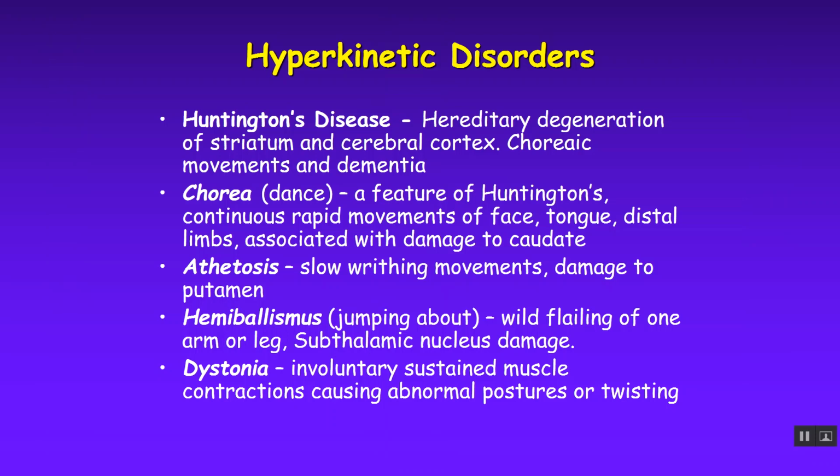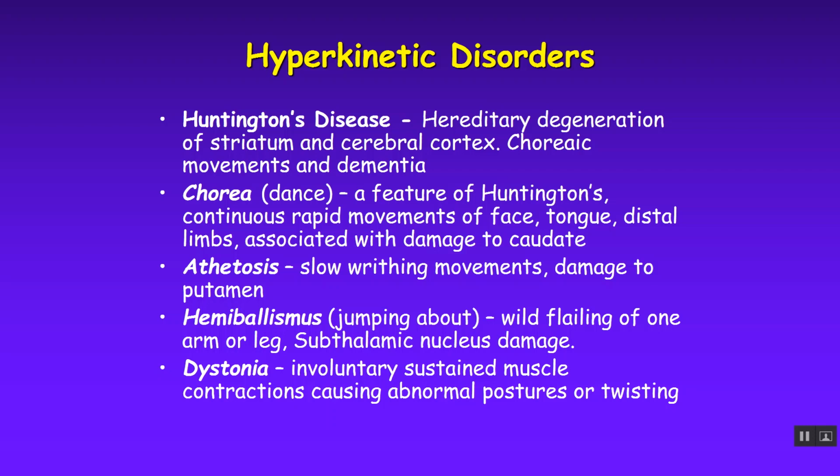Now we're getting into hyperkinetic disorders. Huntington's disease, hereditary degeneration of the striatum and the cerebral cortex. Huntington's disease is very specific to the striatum, the caudate and the putamen, and specifically to the cholinergic neurons, those acetylcholine cells in the striatum and putamen. But it also causes cerebral cortex degeneration, especially frontal lobe and temporal lobe. These people have behavioral cognitive problems.